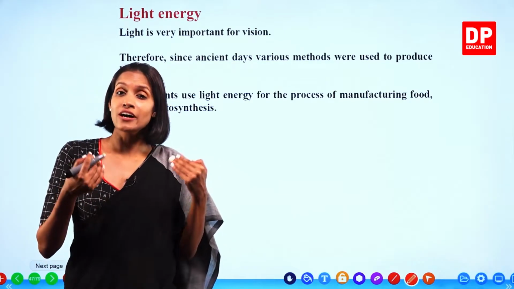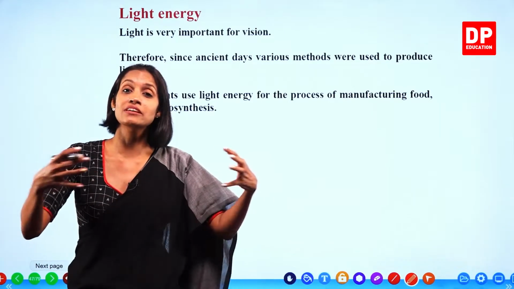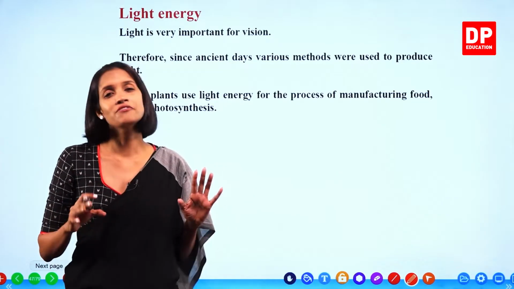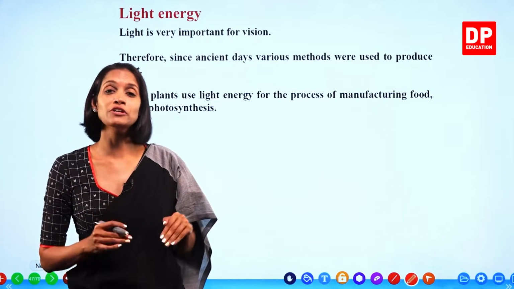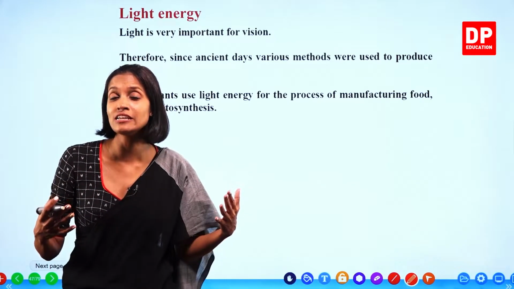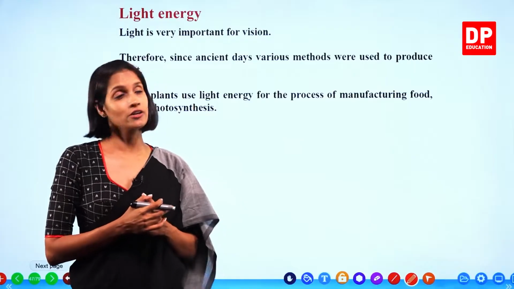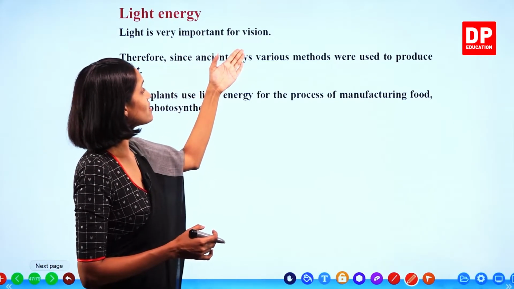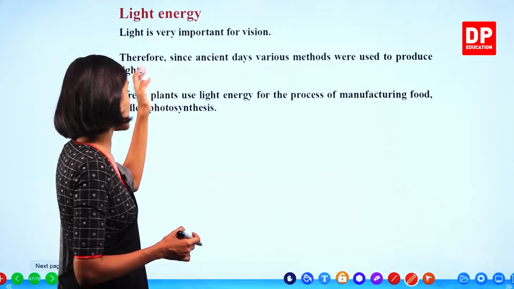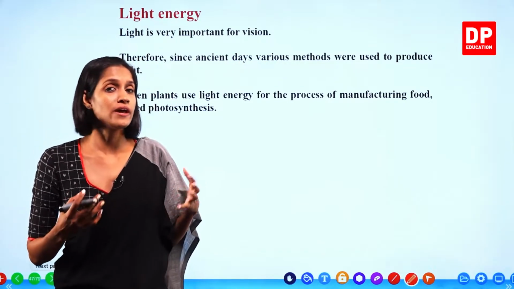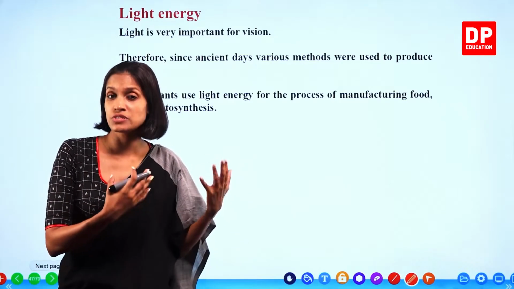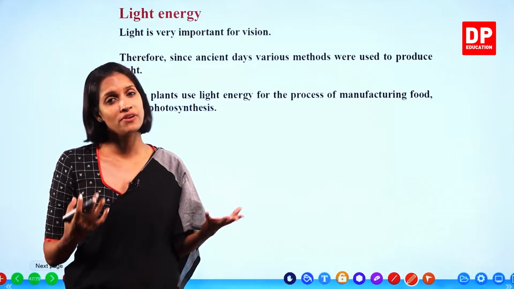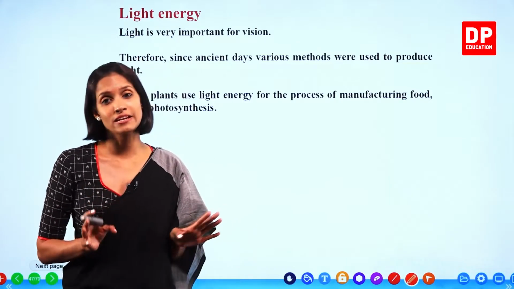So even if our eyes are healthy, if we are in a very dark place without any light source, can we see anything? We cannot. Right? Therefore, in order to observe something clearly, light is very important. Okay? Therefore, since ancient days, various methods were used to produce light. Nowadays, we all have light bulbs. We still use daylight during the daytime, but at night, we have different types of lamps that are used with electricity.